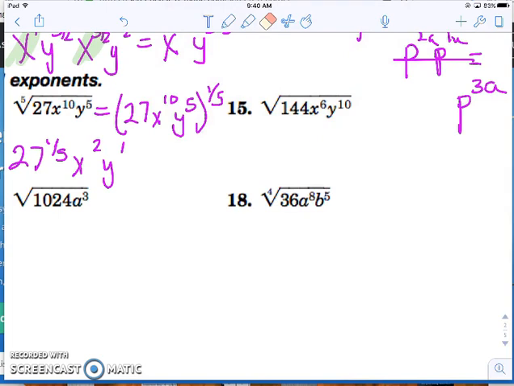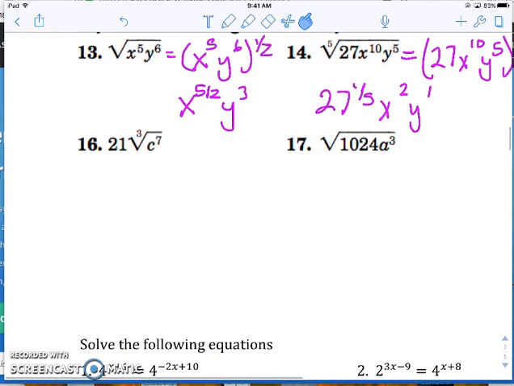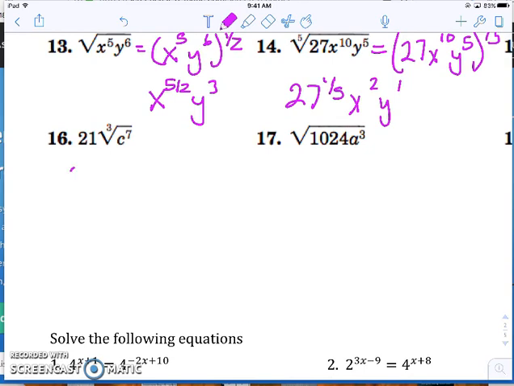Let's see, this next one here, square root, so again, whoops, to the 1/2 power. So if we distribute 144 to the 1/2, half of 6 is 3, y to the 5th, 144 to the 1/2 square root, so 12x to the 3rd, y to the 5th. Let's see, the 3rd root, so this is just 21c to the 7/3.